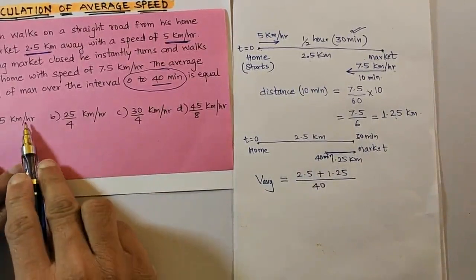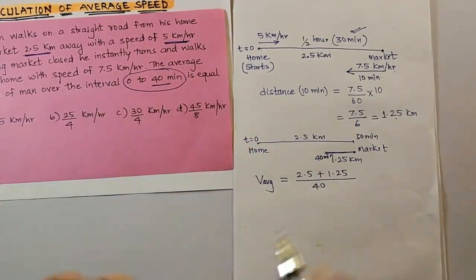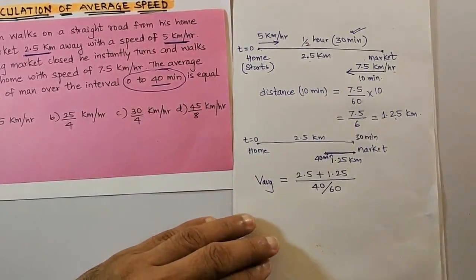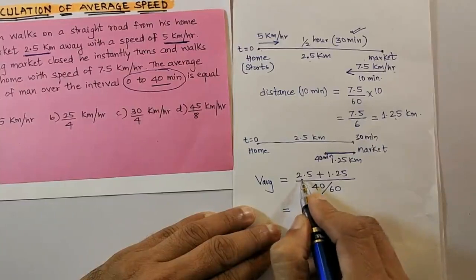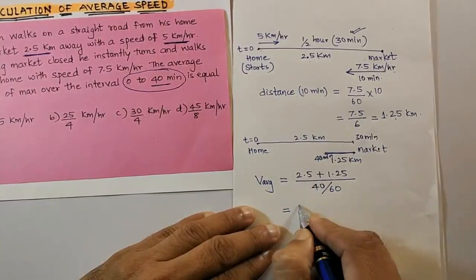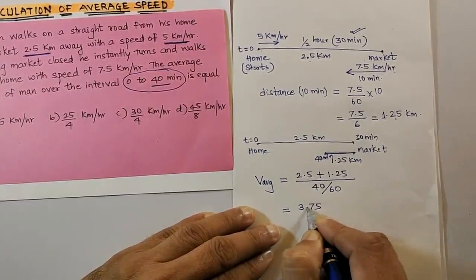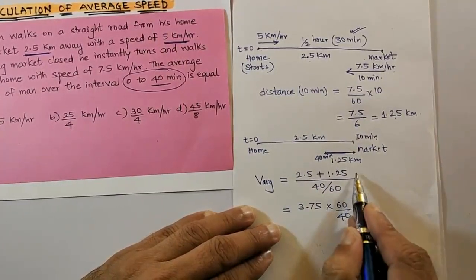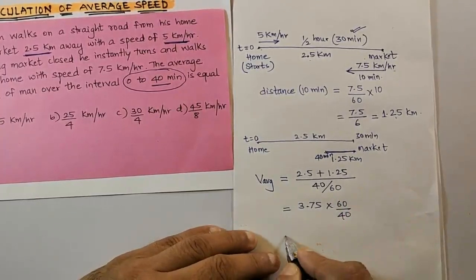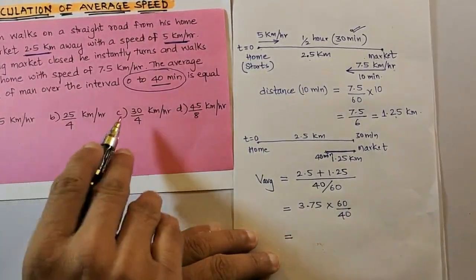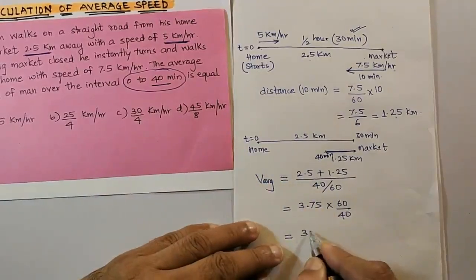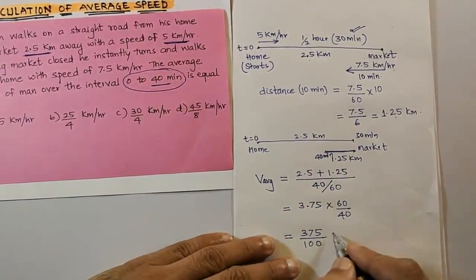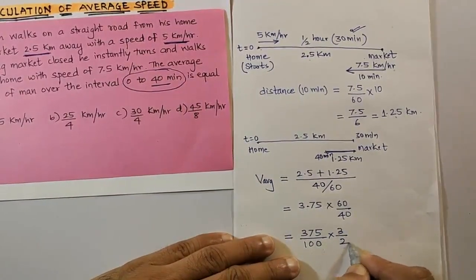But here if you observe the options, he has given it in hours. So I will convert the minutes into hours, means you are required to divide it by 60. So this is equal to 2.5 plus 1.25, 3.75 into 60 by 40. I have taken it to the numerator. So if I simplify this, as he has kept it in rational form, I will write this as 375 divided by 100. And if you simplify, this is 3 by 2.